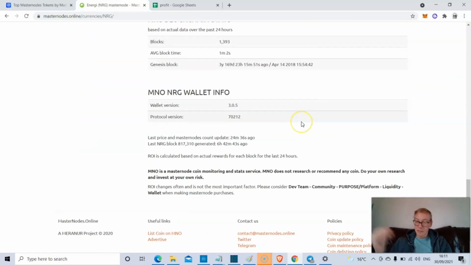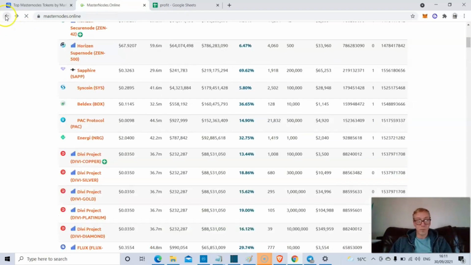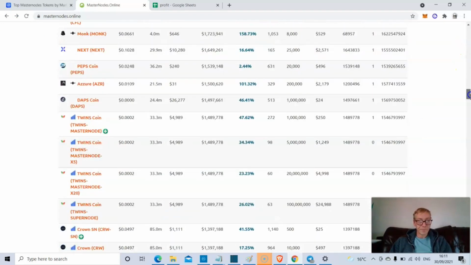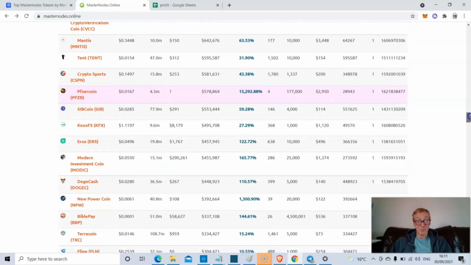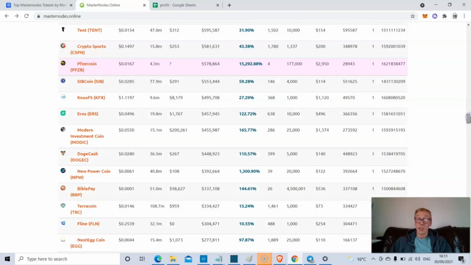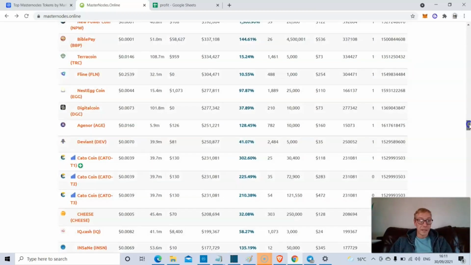Now, obviously, there'll be a bear cycle coming in fairly soon, probably January or February. But it's an opportunity in that time to earn, and it's an opportunity to potentially, during the bear cycle, find yourself a Masternode. And there are some potential coins here that are doing well.